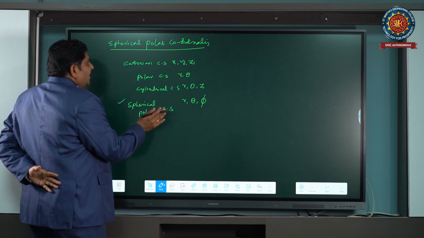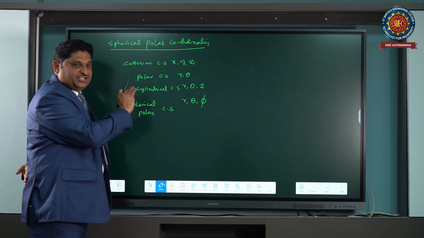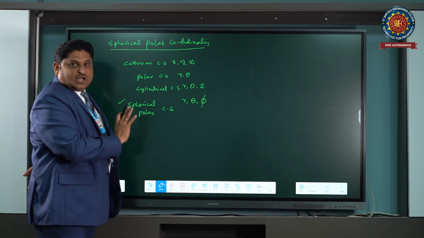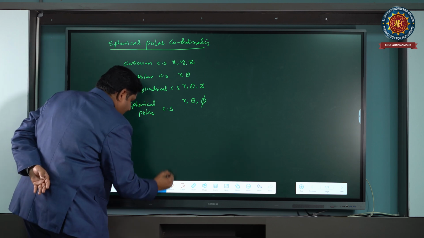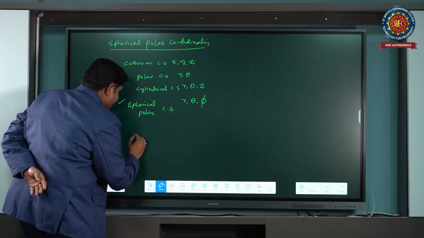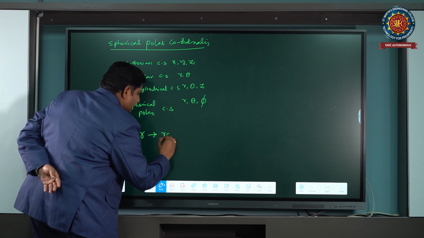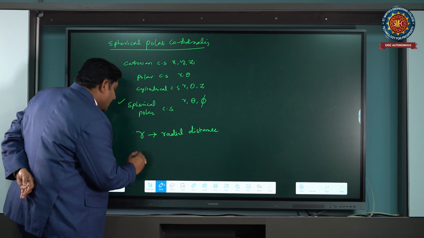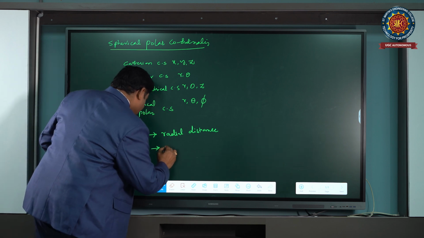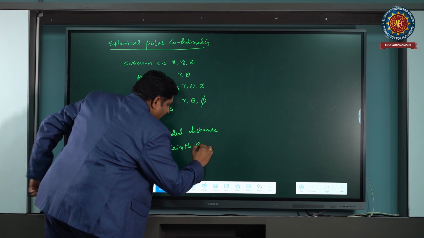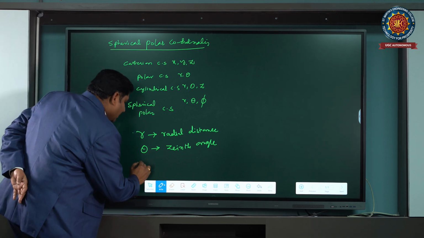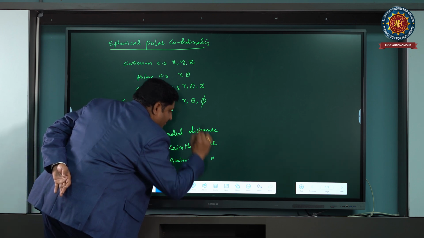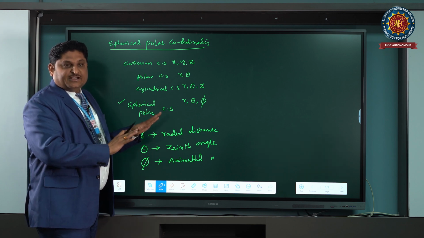Before we identify the relationship between Cartesian and spherical, what are r, theta and phi? We are defining the coordinates r, theta and phi. What is r? Here r is called the radial distance, theta is called the zenith angle, and phi is called the azimuthal angle. So this is in general what r, theta and phi are.